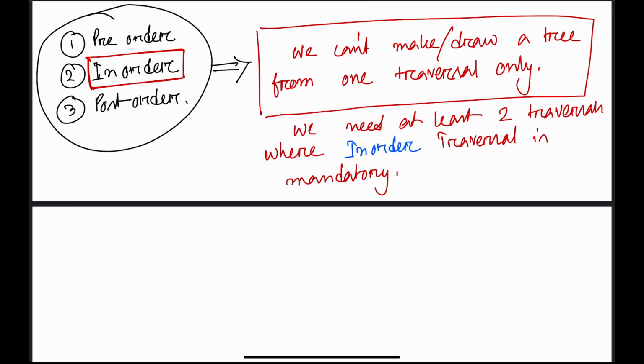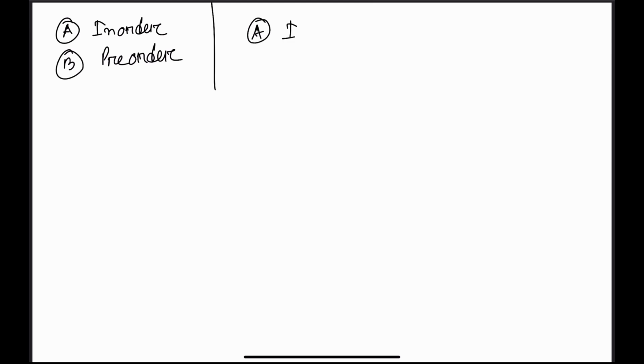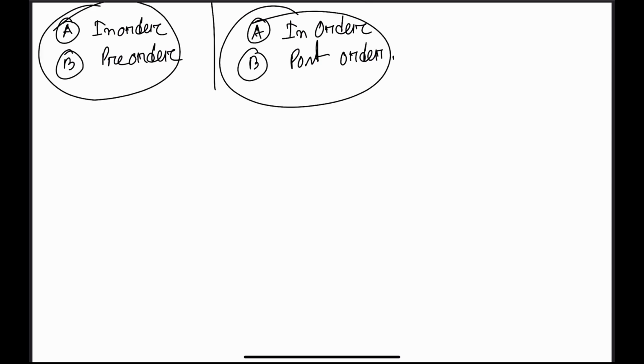So we can have two patterns, obviously. The first one would be in-order and pre-order. Another set would be in-order and post-order. These are the two. Correct? So let's take an example of pre-order and in-order, and let's make a tree and try to understand it properly, because it's very important.